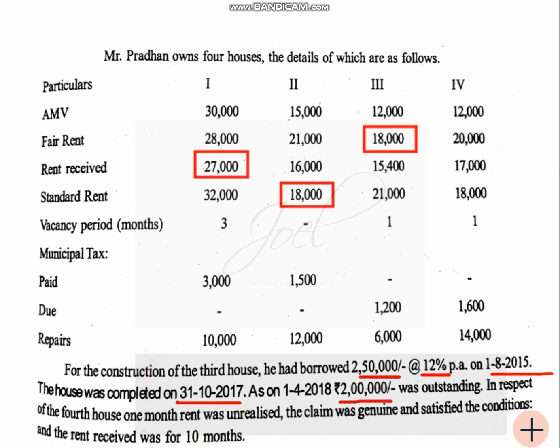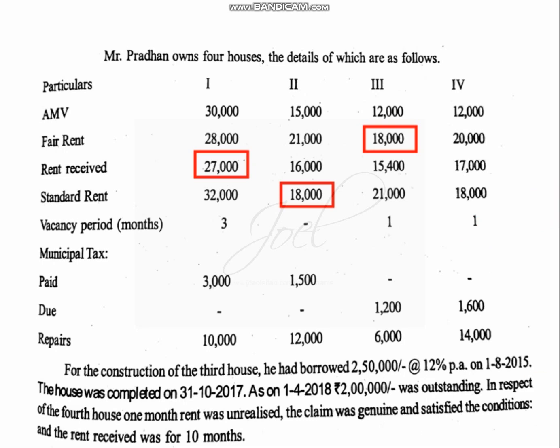Now we will consider one more house, that is the fourth house. See, when it comes to the fourth house, 12,000, 20,000, the highest one is 20,000, and standard rent 18,000 is the lowest. 18 and 17 I have to compare now. I have to see whether there is a vacancy period. There is one month of vacancy period. See there, 1 month vacancy period is there, and some other information is available there.